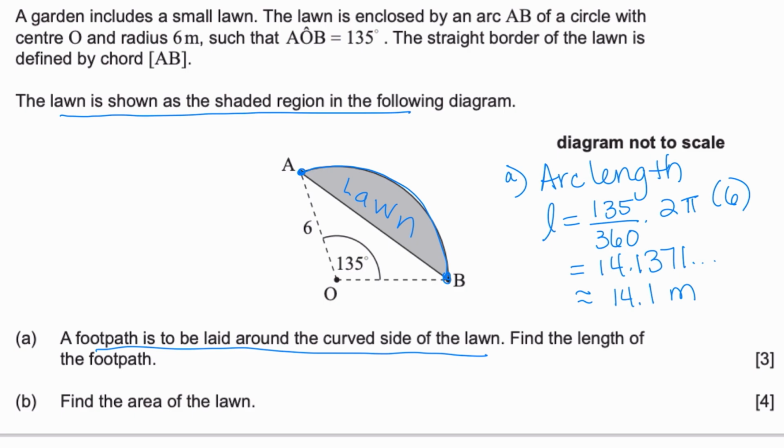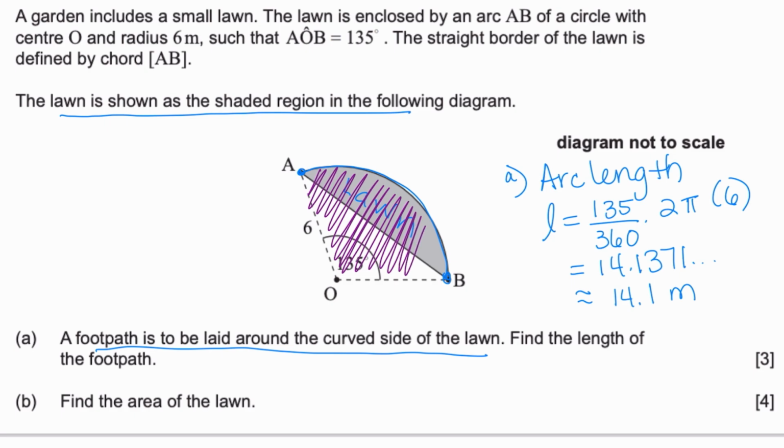So these are awesome points to get. Now you want to find the area of the lawn. Notice how this one is worth 4 marks. It's more marks than the previous problem. Why? You're going to have to find the area of the entire arc.